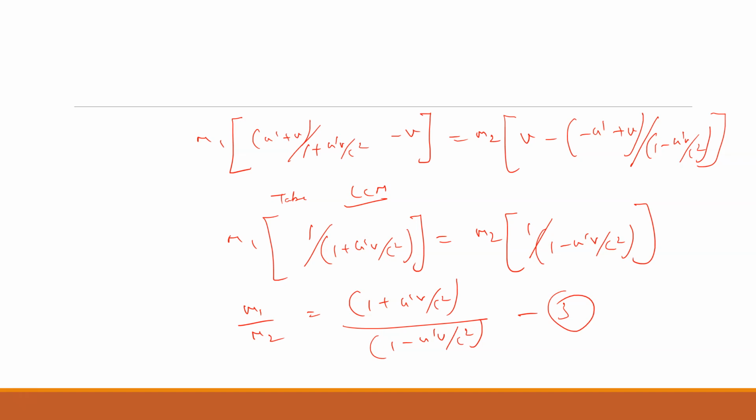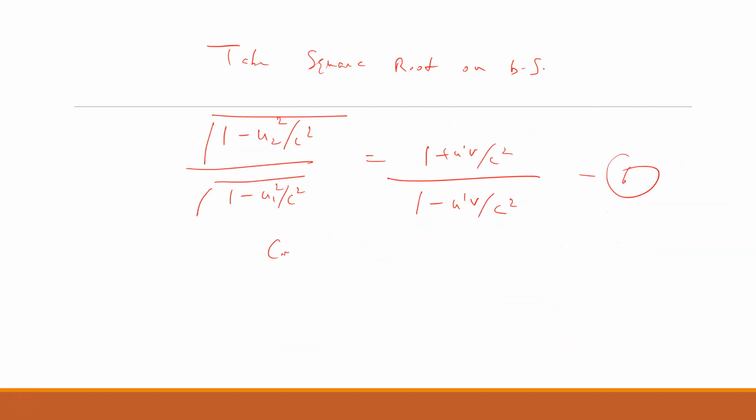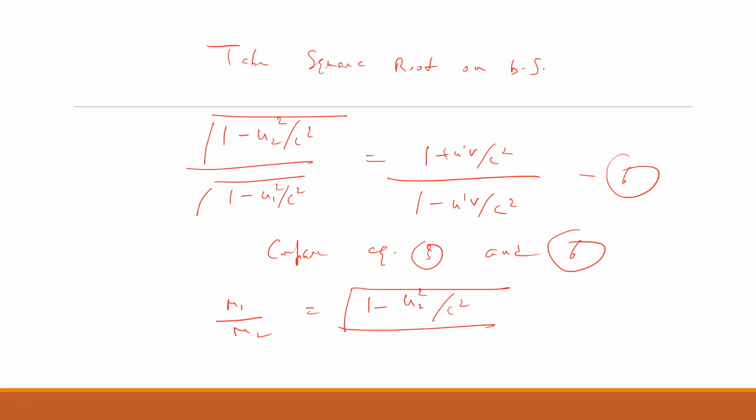1 plus u dash v by c square, 1 minus u dash v by c square equals to m1 by m2. So comparing equations 3 and 6, it will become m1 by m2 equals to 1 minus u2 square by c square root, 1 minus u1 square by c square. Equation number 7. Now this is basically a bit of complicated result.